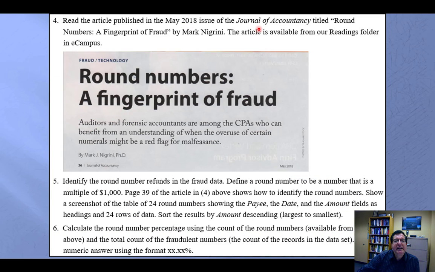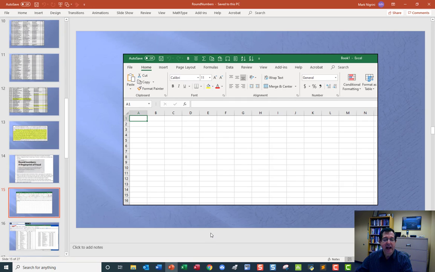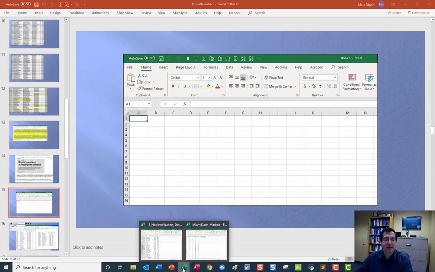In May 2018, I published an article in the Journal of Accountancy, Round Numbers, a Fingerprint of Fraud, and this article deals with round numbers and round numbers only. I then have a case for my students, and I ask them to identify the round number refunds in the fraud data, Harriet's data. Define a round number to be a number that is a multiple of 1,000. And over here, I ask to calculate the fraud number percentage. Let's go to Excel and do the analysis by ourselves.